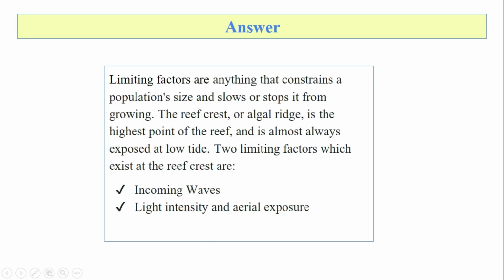It says limiting factors. These again limit population growth. Alright, so limiting factors, environmental resistance factors, almost can say they are the same thing. So limiting factors are anything that constrains a population size and slows or stops it from growing. The reef crest or algae ridge is the highest point of the reef and is almost always exposed at low tide. So if the waves or tides get low, the plants there will be exposed. No water is covering. That's what it says. Two limiting factors which exist at the reef crest are incoming waves, and light intensity and aerial exposure.